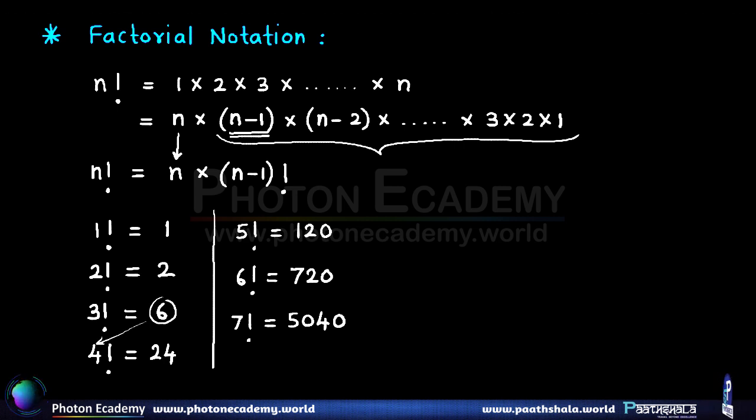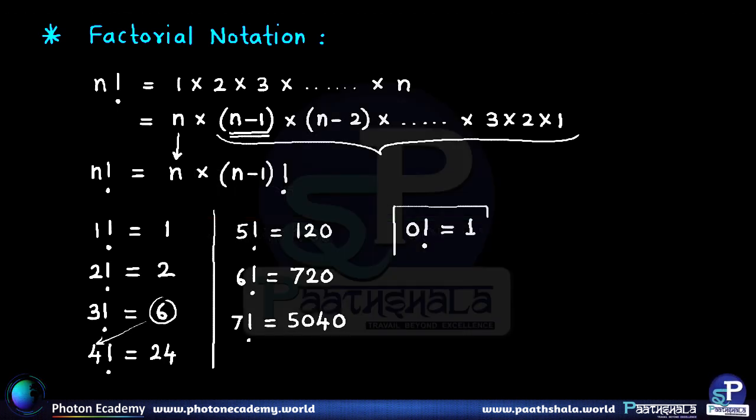Now as per the convention, which is a very special convention, we take 0 factorial equal to 1. Although 0 is not a natural number, there is a need to define 0 factorial, as we'll see later. So 0 factorial is to be taken as 1.